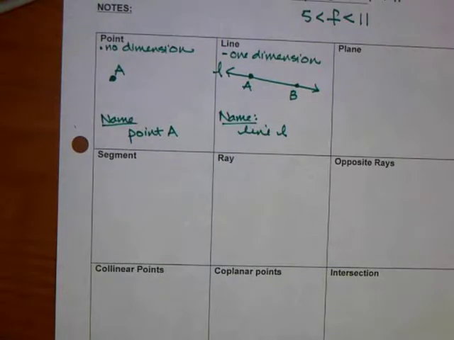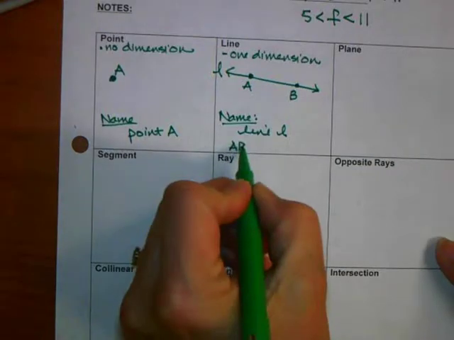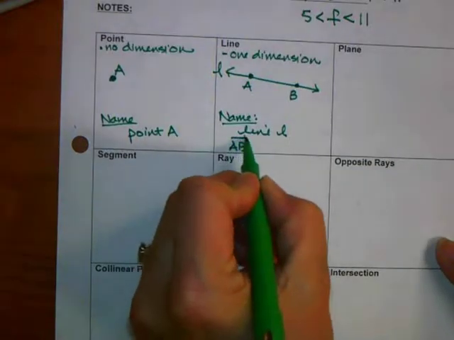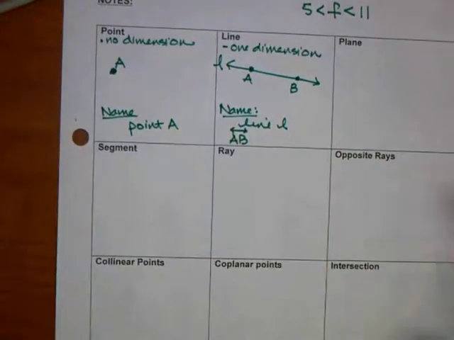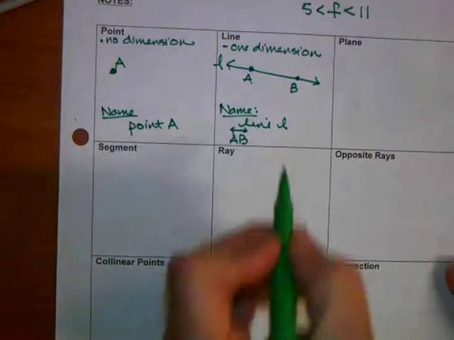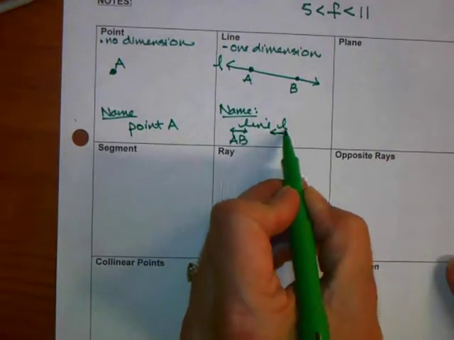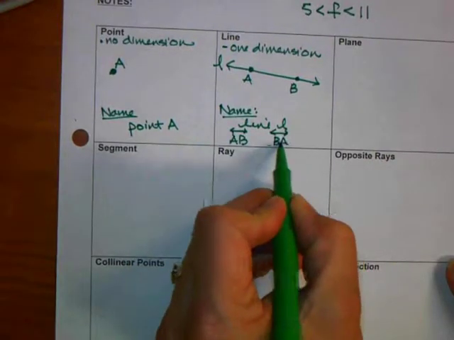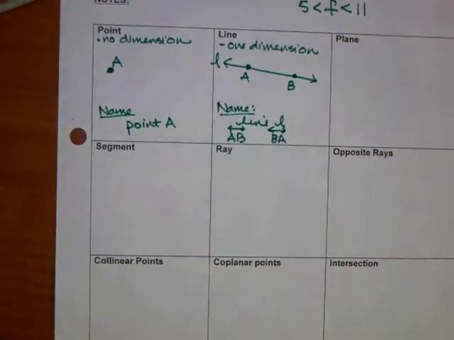The other way is using the letters with a symbol for line. So I might say AB and then put an actual line with arrows above it. That tells me we're talking about line AB. You have to have the arrows on top. The other way is you could also name it line BA. Doesn't matter. Line L, line AB, line BA. Those are all ways to name that line. Cool?